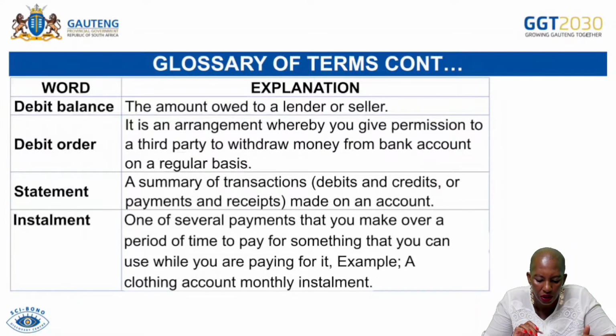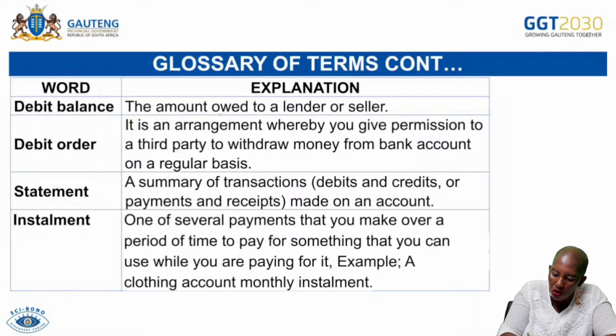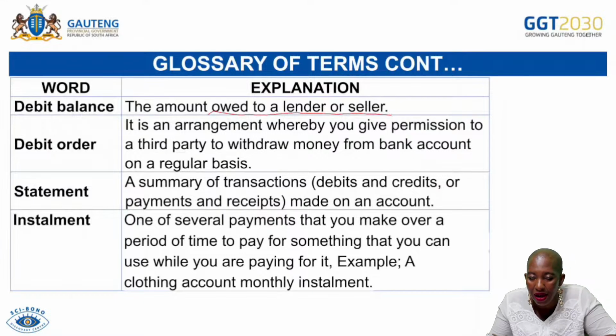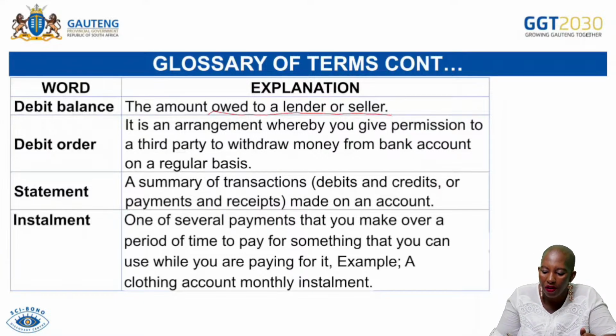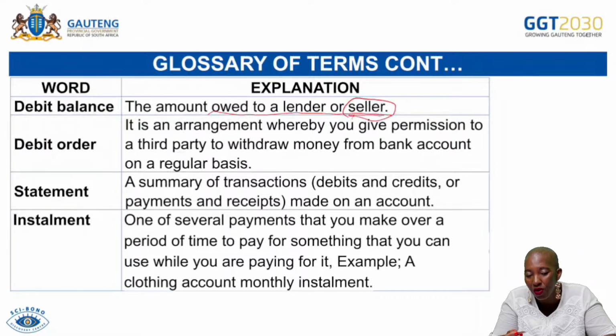Now, let's have a look at this one. It says debit balance. The debit balance is the amount owed to a lender or a seller. Who is a lender? The bank is the lender. So now if this person sells something, the money owed to that person, that person becomes a seller, and then the lender, anyone who lends me money, we say that person is a lender. Then the debit balance is reflected in that way.